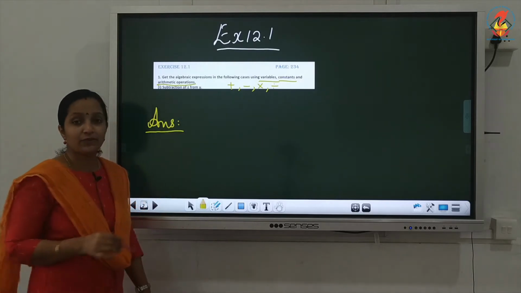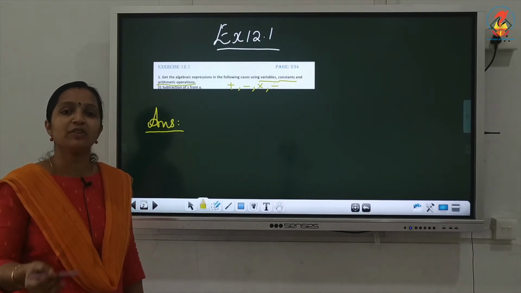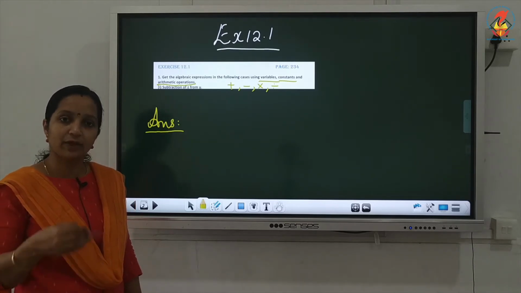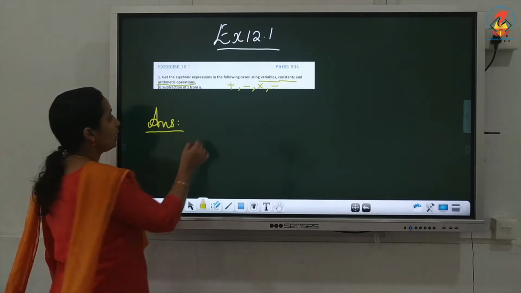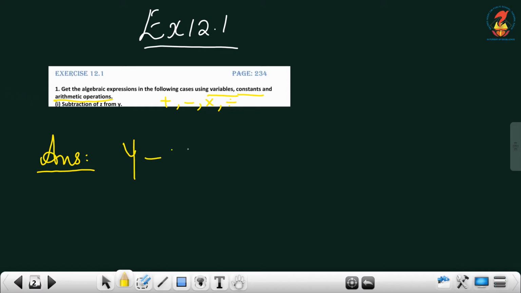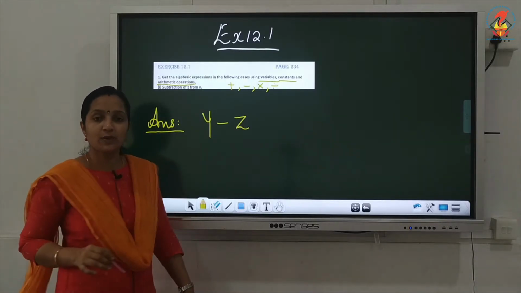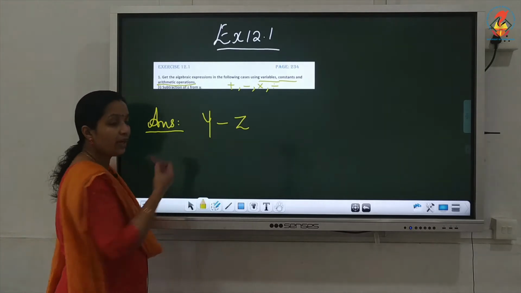Subtraction of z from y. From which number you have to write that thing first? We are subtracting that from the number. So subtraction of z from y means, how will we write the expression? y minus z. We are subtracting z from y, that's why we are writing it as y minus z. So this is an algebraic expression.